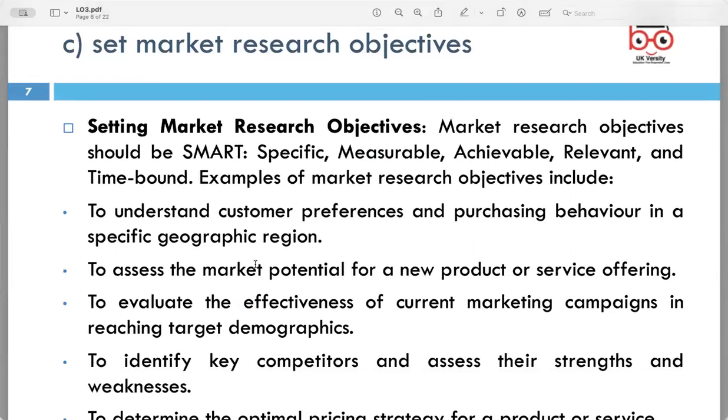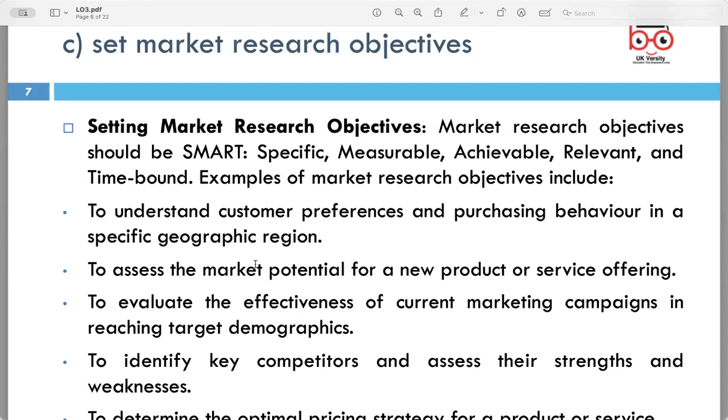Setting effective market research objectives is important, guiding the research process and ensuring that it yields valuable and actionable insights. Market research objectives should adhere to the SMART criteria, meaning they should be specific, measurable, achievable, relevant, and time bound. A specific objective should clearly define what the research aims to achieve.